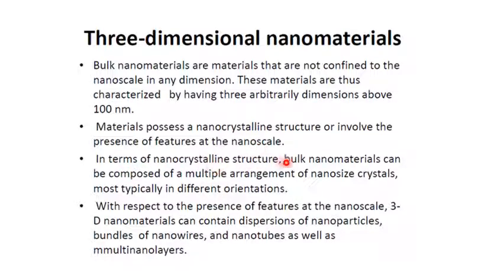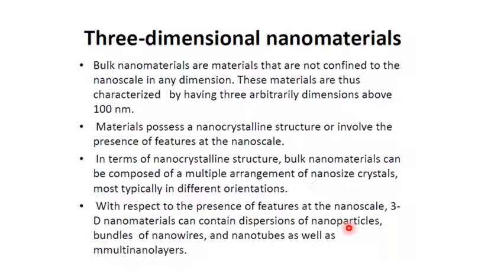In terms of nanocrystalline structure, bulk nanomaterial can be composed of multiple arrangements of nano-sized crystals. So nano-sized crystals are present there, but they are arranged in a multiple manner, and the material as a whole is 3D, most typically in different orientations. The nano-sized crystals are embedded in different orientations. With respect to the presence of features at the nanoscale, a 3D nanomaterial can contain a dispersion of nanoparticles. So inside a 3D material, there may be a dispersion of nanoparticles.